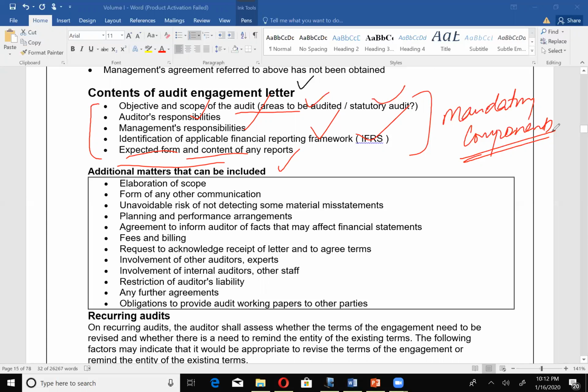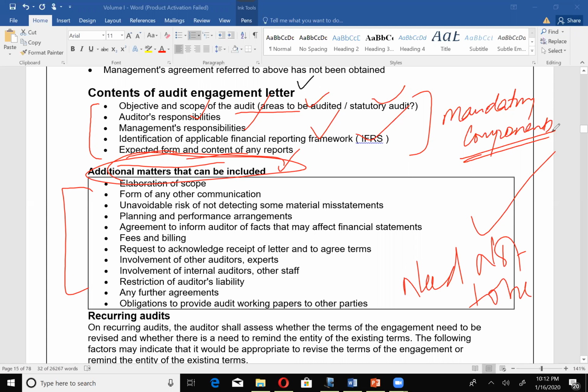In addition to these five components, any other issue which the auditor thinks fit, necessary for the clarity of terms and conditions, or which management wants mentioned in the engagement letter for clarity of the matter, can be included. So I have mentioned additional matters. This is not a comprehensive list, and you need not memorize it. You can just go through it and have an idea. Remember, there may be multiple other issues, not only these, because we cannot prepare a comprehensive list of the matters which should be included.